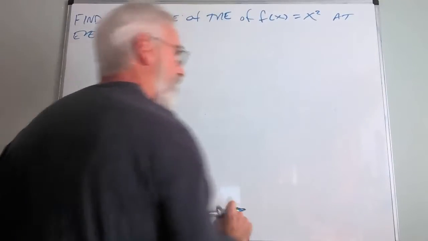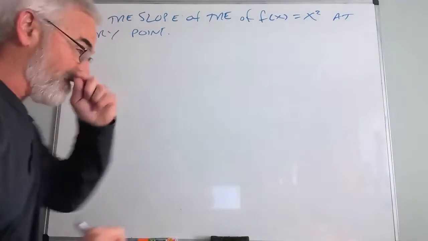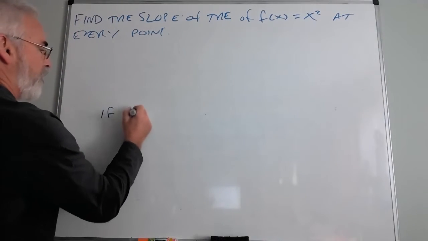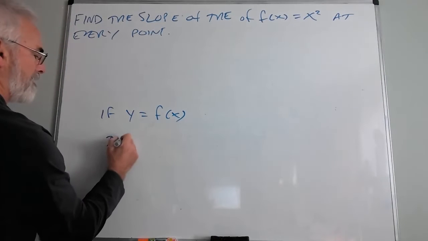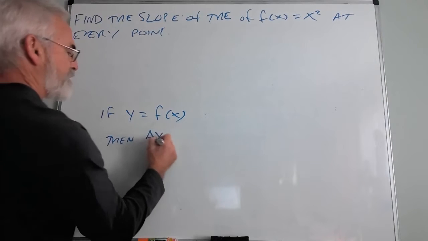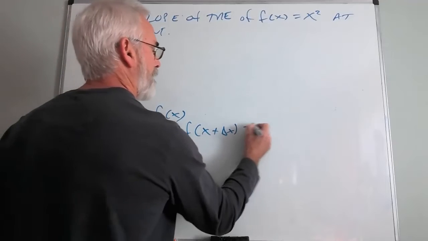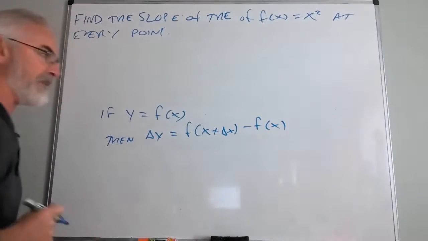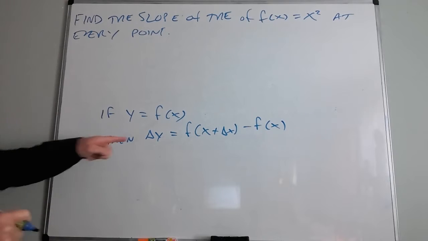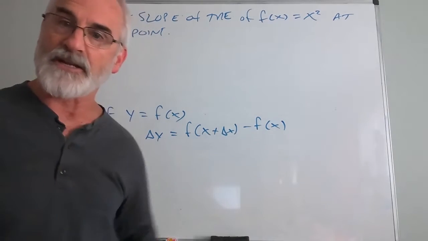Well, again, what is the slope? It's the change of y over change of x. If y equals f of x, then the change of y must be f of x plus delta x minus f of x. This is an absolute. This is true throughout mathematics. That's never going to change. The change in y is the difference in my y coordinates when I've changed in x.